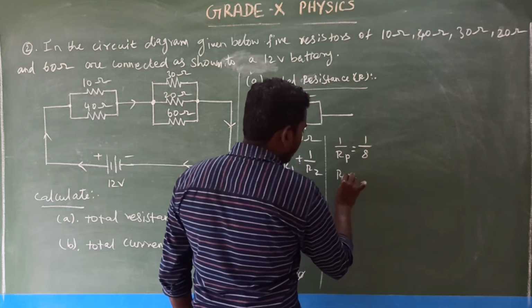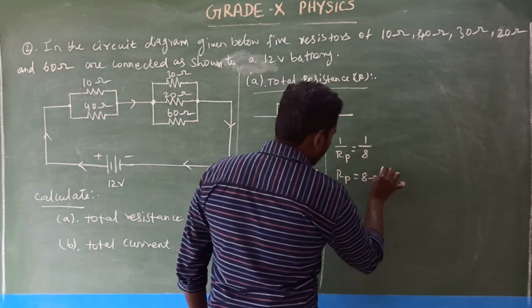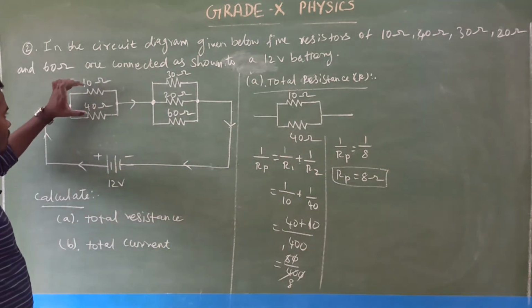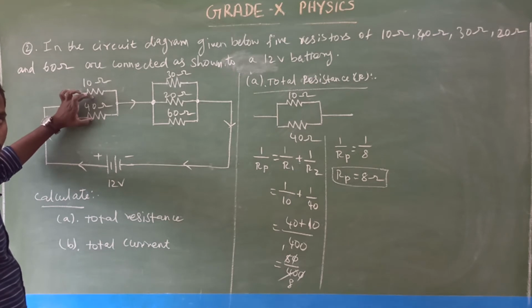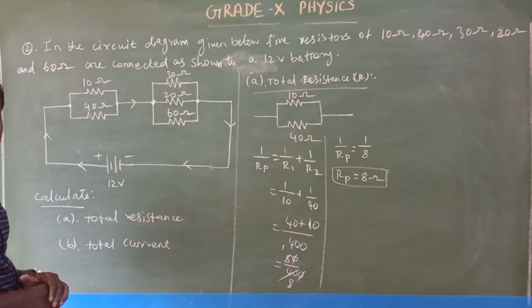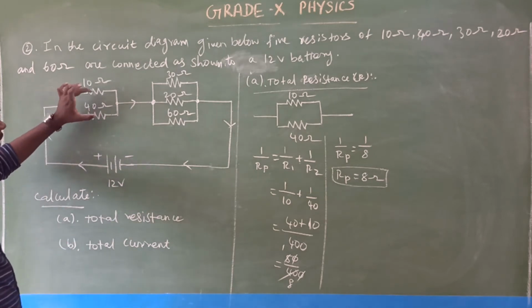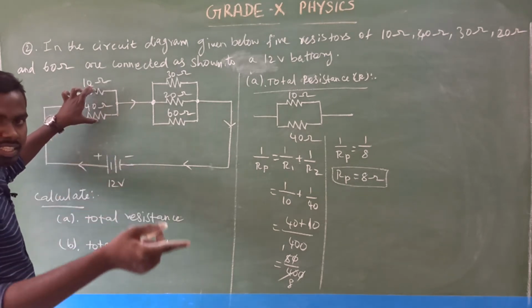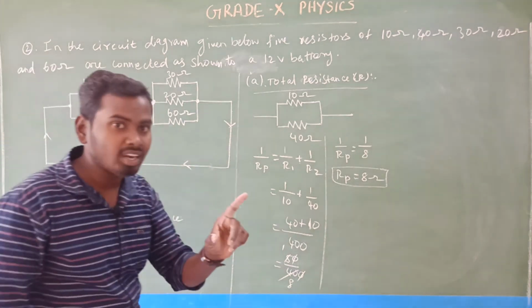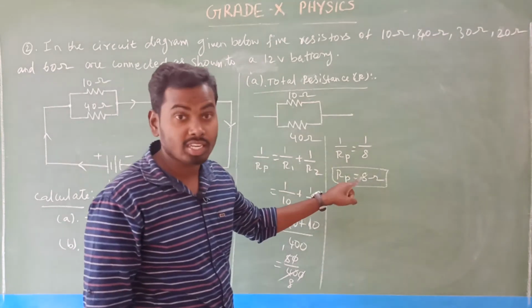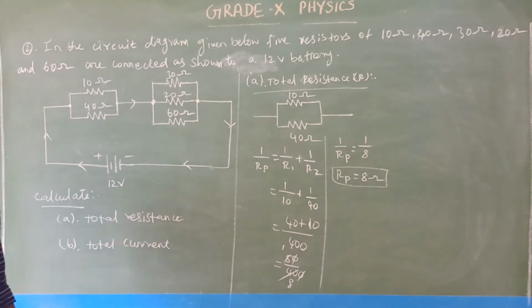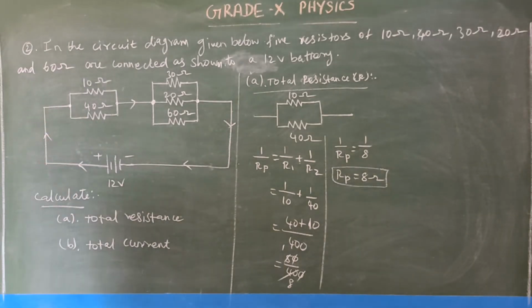So what is Rp? Rp is equal to 8 ohm. So this combination resistor value will be equal to 8 ohm. Okay, so we have converted this parallel combination into series combination, which means we have converted these 2 resistors into a single resistance value. That resistance value is 8 ohm. Is it clear?